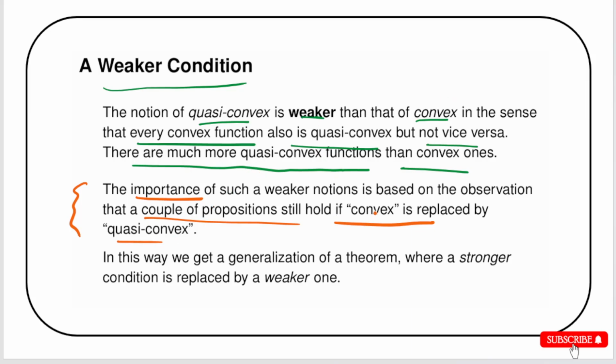Suppose you have a theorem which is established using convexity. If you replace convexity by quasi-convexity, then the theorem still holds good. So this is the important thing to remember: if you replace it, some of the theorems still hold true. If you know that a function is quasi-convex, then you can establish a theorem. You don't need to know the convexity property. In this way, we get a generalization of a theorem where a stronger condition is replaced by a weaker one, right?